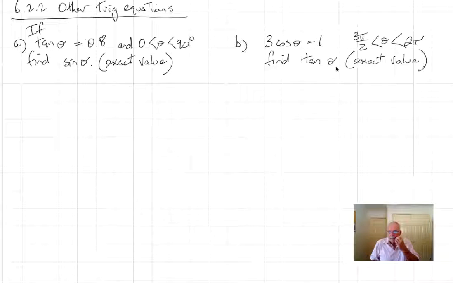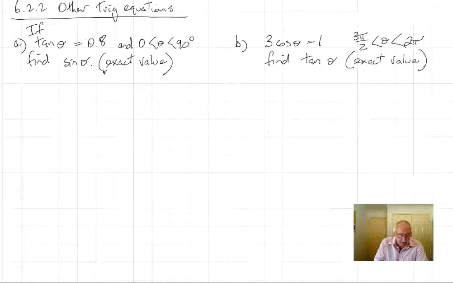Here's a couple of examples of solving trig equations that don't quite fall into the category of the ones that we've already worked through. And they still require your knowledge of the unit circle and where sine, cos and tan are positive and negative, and also your knowledge of those two special triangles. Let's look at the first one.